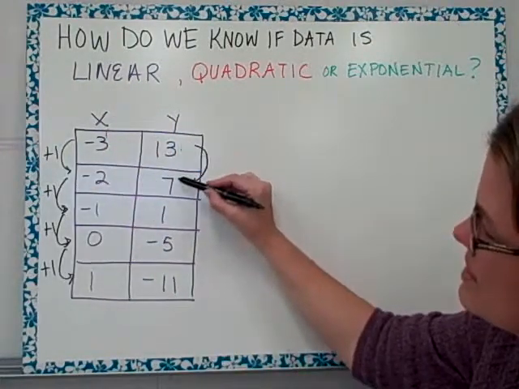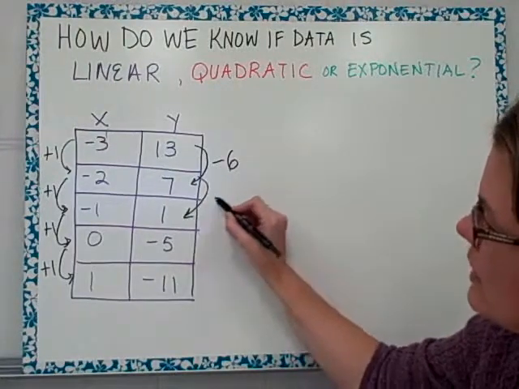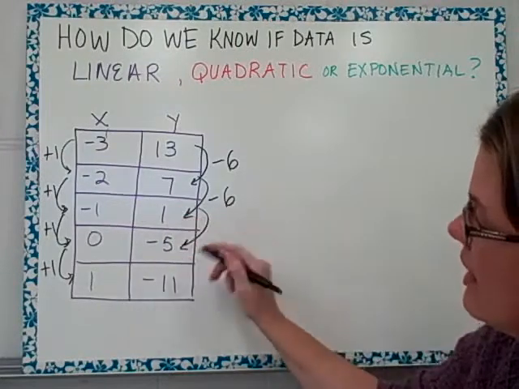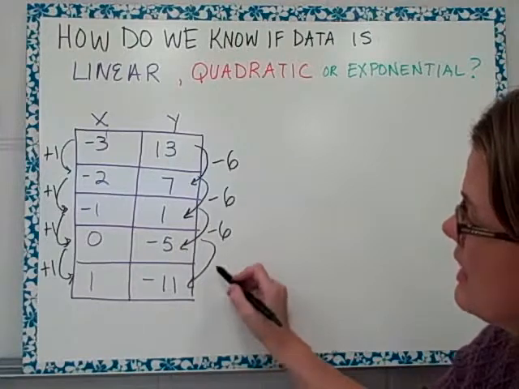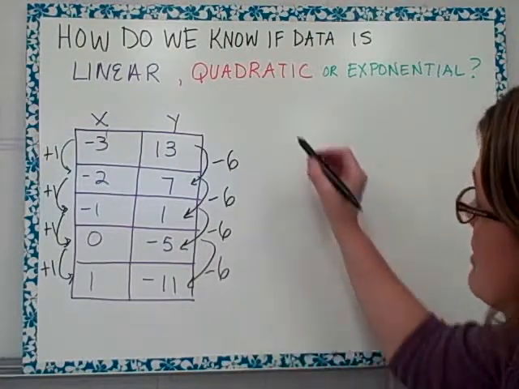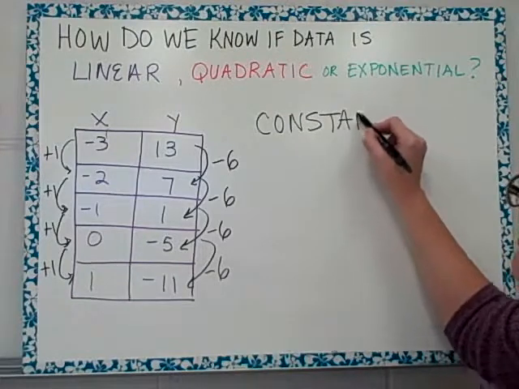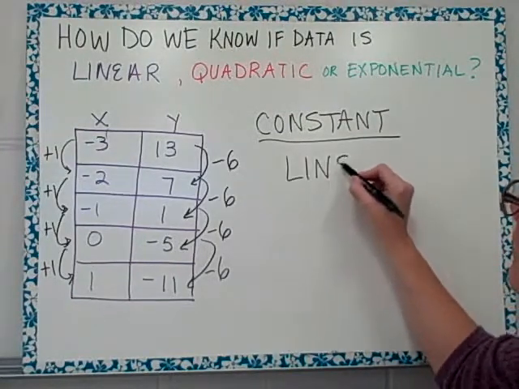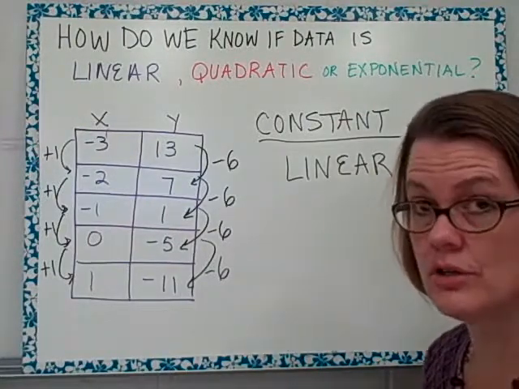So to get from 13 to 7, I'd take away 6. To get from 7 to 1, I'd take away 6. From 1 to -5, I had to take away 6. And to get from -5 to -11, I took away 6. So when I have a constant change, then I know that this is linear. And I should always look for that constant change first.